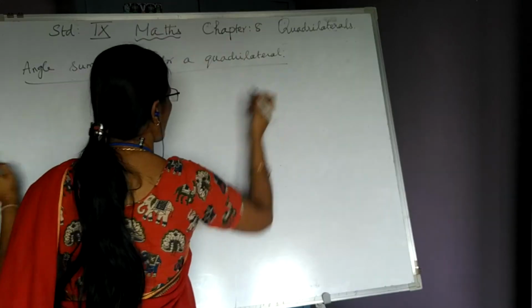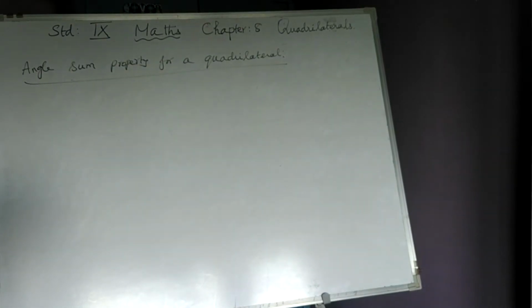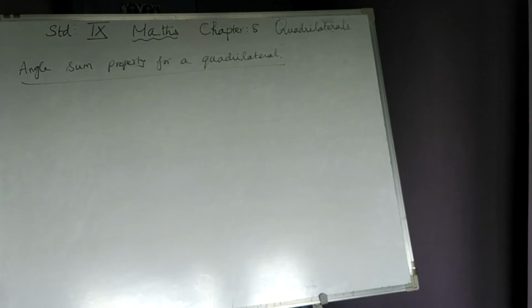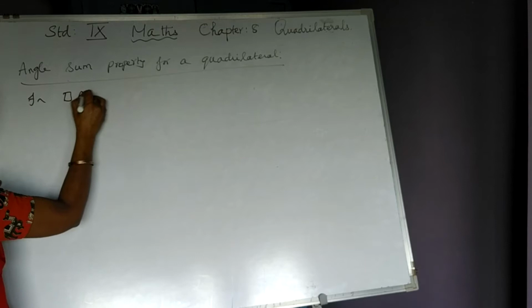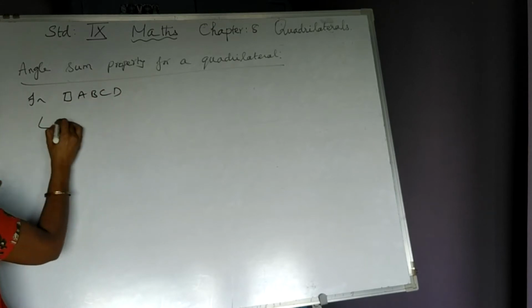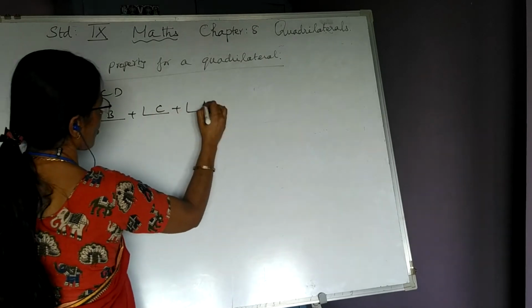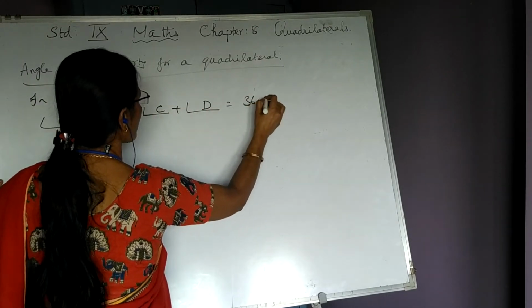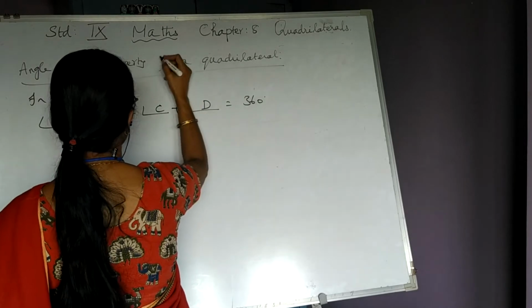In any quadrilateral, if you add all the 4 angles, how many degrees will we get? We'll get 360 degrees. So, in any quadrilateral ABCD, if you find the sum of the 4 angles of the quadrilateral, how many degrees will we get? We'll get 360 degrees. This is the angle sum property of a quadrilateral.